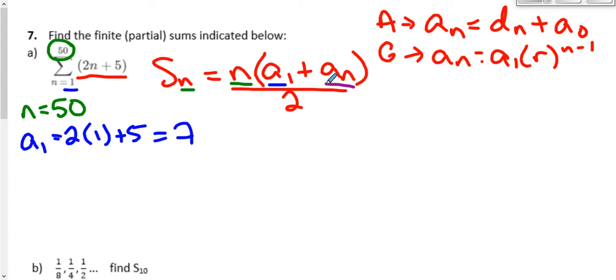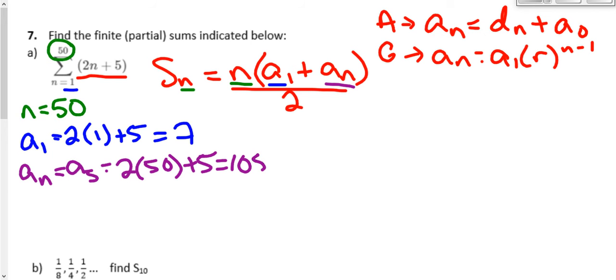The last thing I need is a sub n. Now a sub n is a sub 50 in this case, so I'm going to have to plug in 50 to find my last term. So 2 times 50 plus 5, which is 105. So now I know my first term, I know my last term, and I know n. I have everything I need to plug things into this formula.